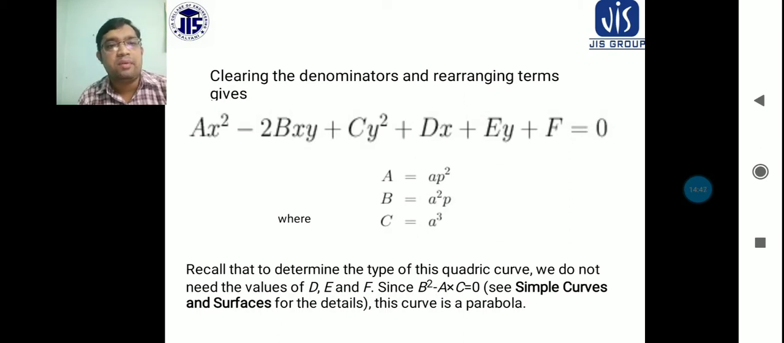Recall that to determine the type of this quadratic curve, we do not need the values of d, e, and f.